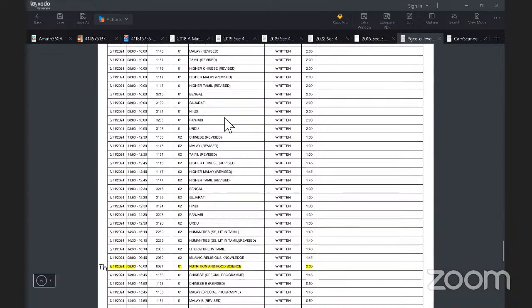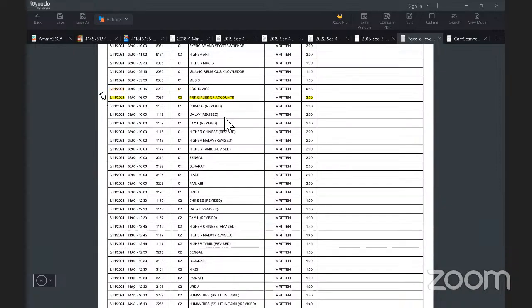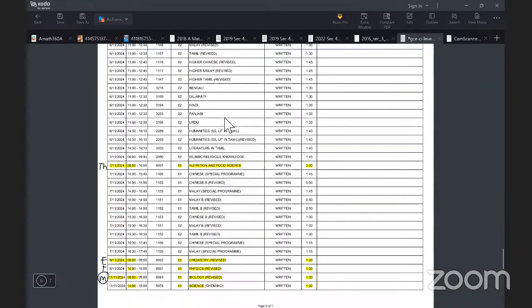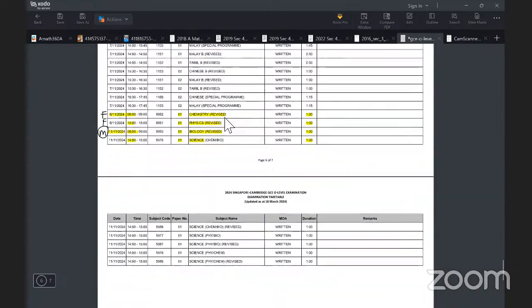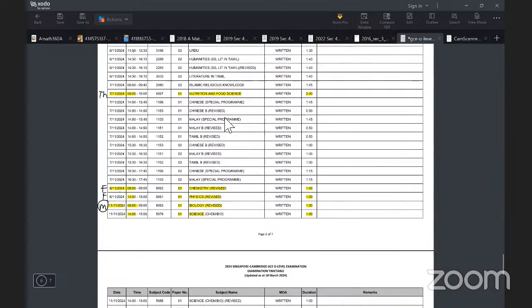Mother tongue, unless you're doing higher. You're not doing higher? No, I'm not. Oh, mother tongue paper 1. Okay, mother tongue. And then the next Monday, you will... Oh no. The next Friday, look at that.